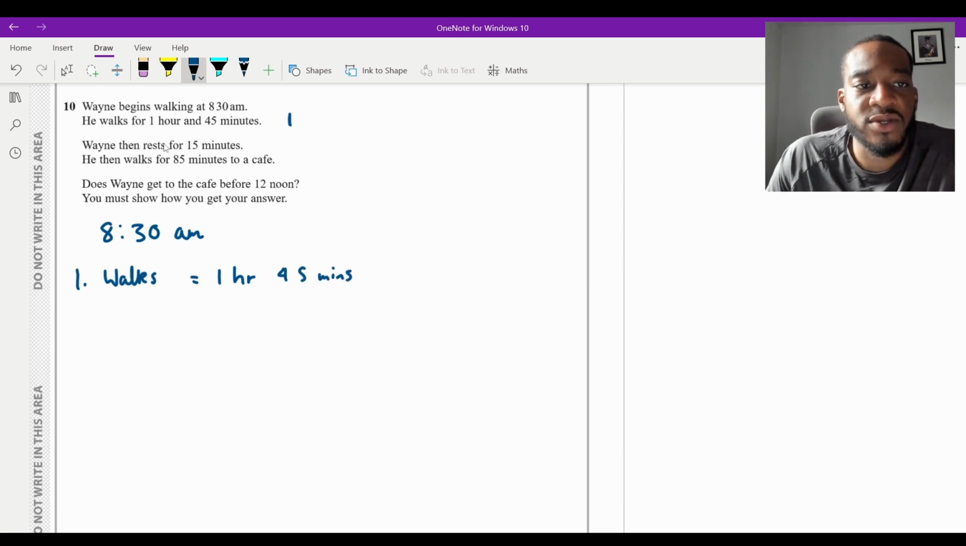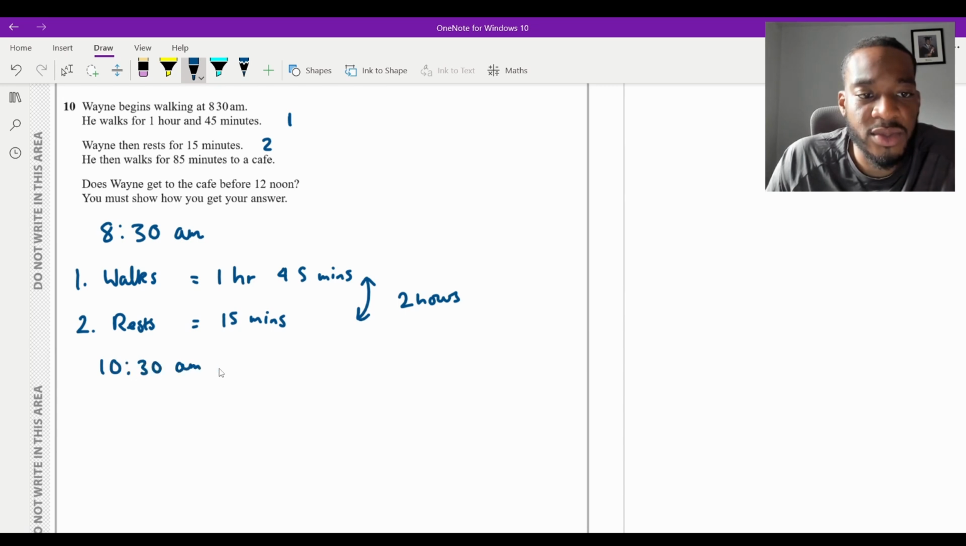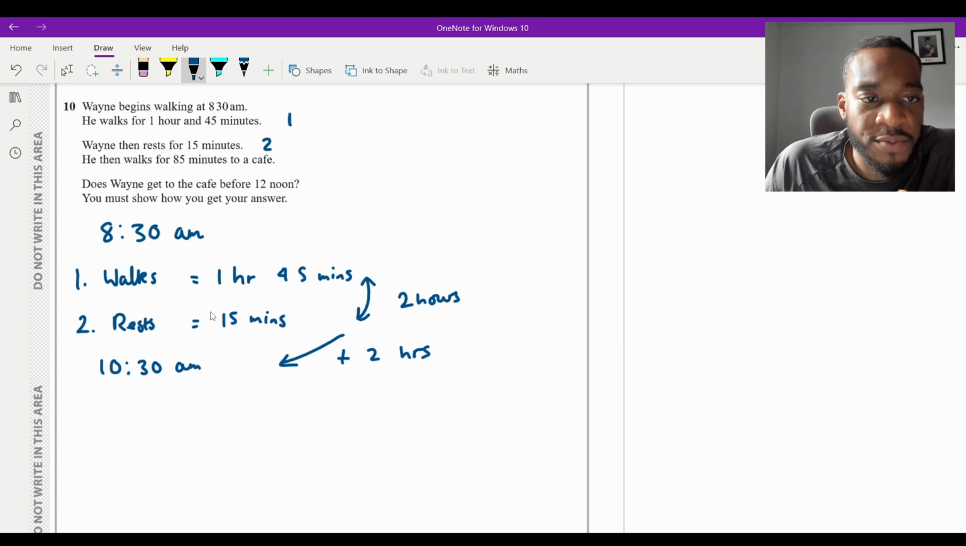Now, what I notice about step 2, which is just after here, is that he rests for 15 minutes. The reason why I'm looking at that now is because 1 hour 45 plus 15 minutes is just 2 hours, right? So these two together will make 2 hours. So we know that after Wayne walks and he rests, it takes 2 hours of his time. So that means we're going to be at 10:30 a.m., aren't we? Just 2 hours more. We just write plus the 2 hours here. Perfect.